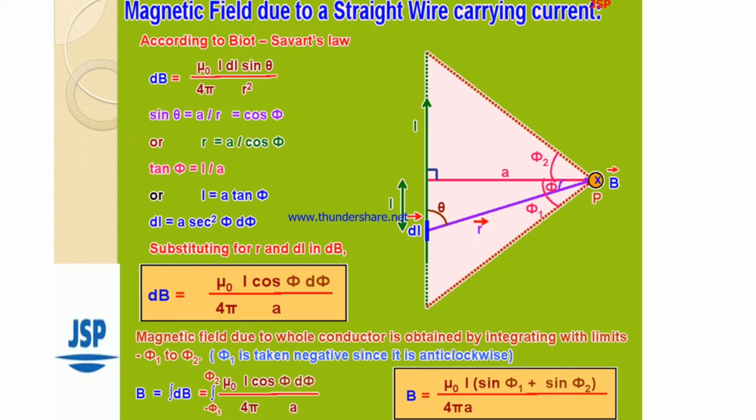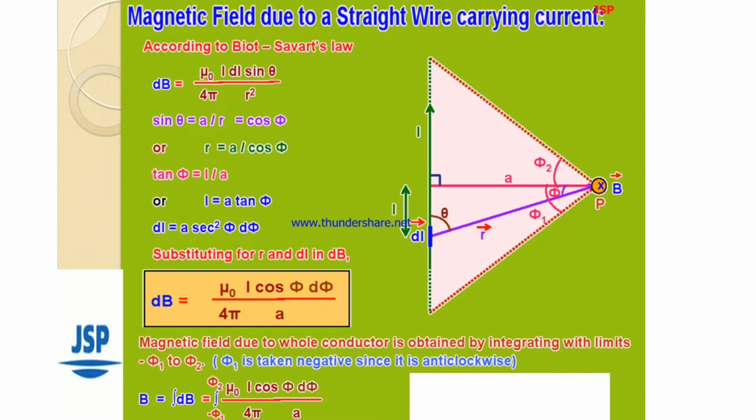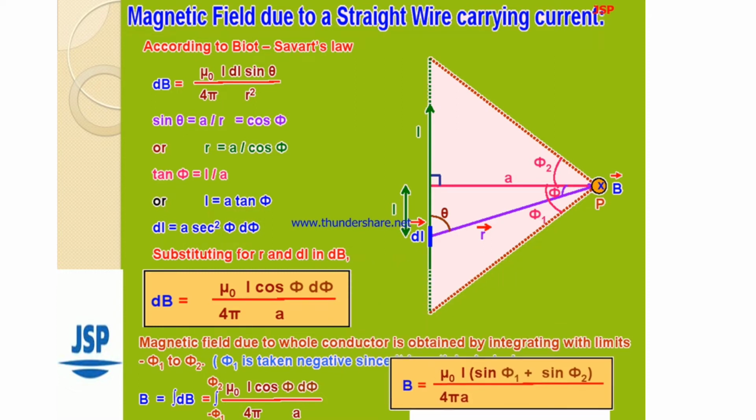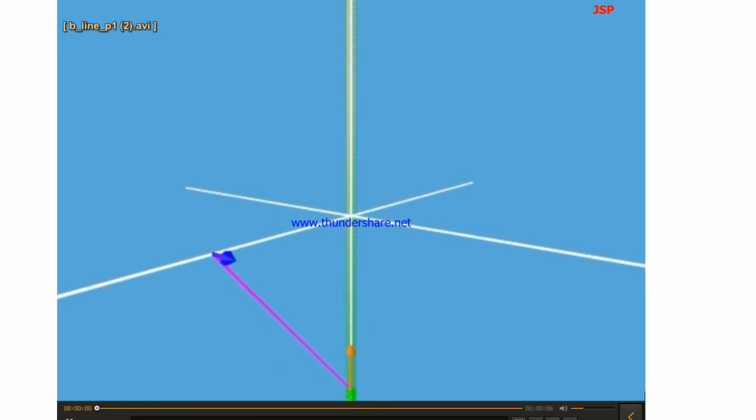Consider a small current element of length dl at a distance l from the center of the wire. Let r be the distance of point P from the current element. According to Biot-Savart's law, dB equals mu naught by 4 pi I dl sin theta by r square. Sin theta equals a by r, that equals cos phi, or r equals a divided by cos phi.